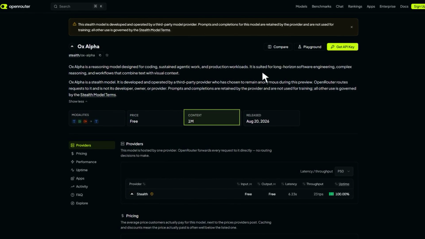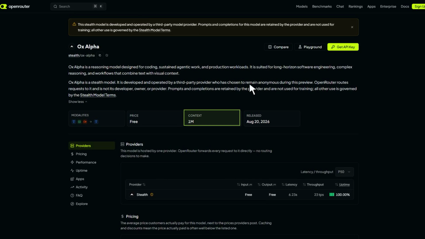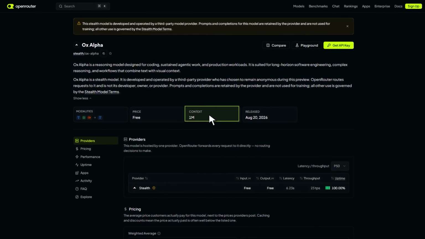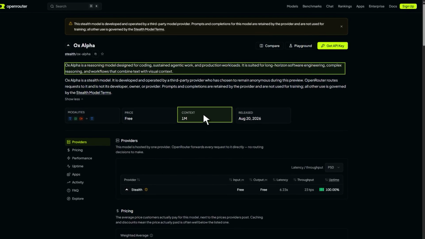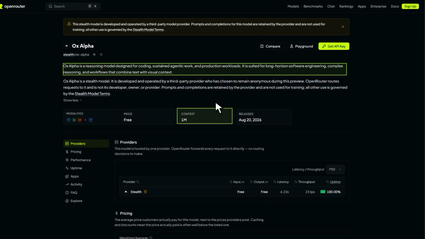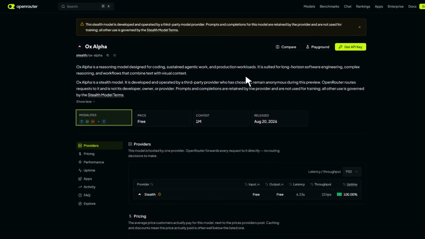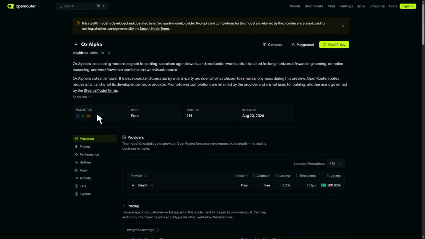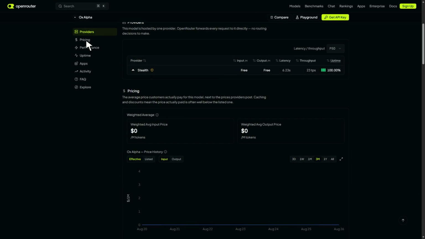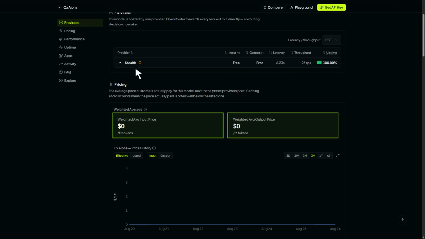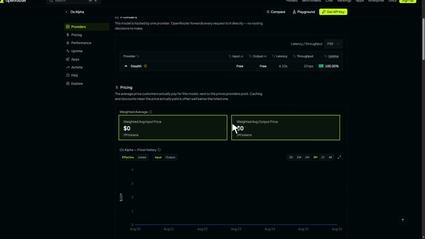Looking at the core specifications. First, it features a massive 1 million token context window, supporting up to 130-plus K tokens for a completion. This allows it to hold extensive historical chart data, multiple time frames, indicators, and deep market context simultaneously without truncation. Second, it is fully multimodal, accepting text, images, and video as input. And third, during its current preview, it is available on OpenRouter at zero cost for prompt and completion tokens.